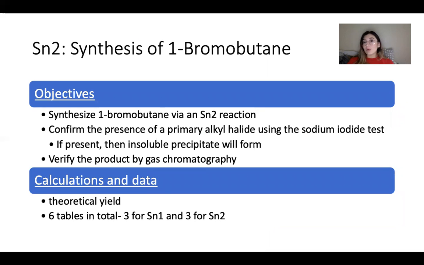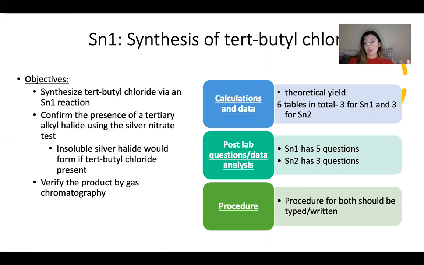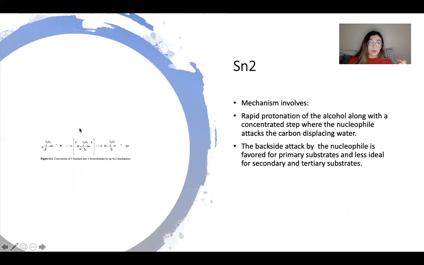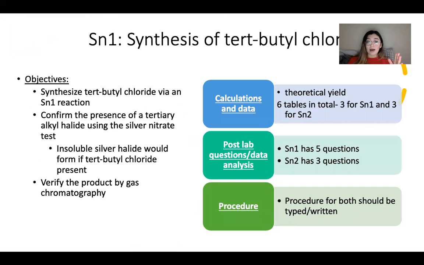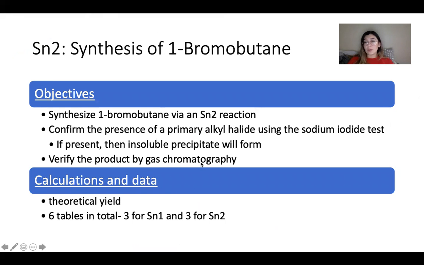SN2, synthesis of 1-bromobutane. The objectives are to synthesize 1-bromobutane via an SN2 reaction. Over here, we can see we are converting 1-butanol to 1-bromobutane. We're going to confirm the presence of a primary alkyl halide using the sodium iodide test. Over here, we did the silver nitrate test, sorry, and over here, we're going to be doing the sodium iodide test. If our primary alkyl halide is present, we will see an insoluble precipitate form. And then we will verify the product by gas chromatography.